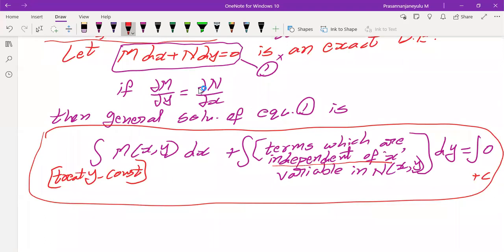So again, repeating: let M dx plus N dy equals 0 is said to be an exact differential equation if ∂M/∂y equals ∂N/∂x.